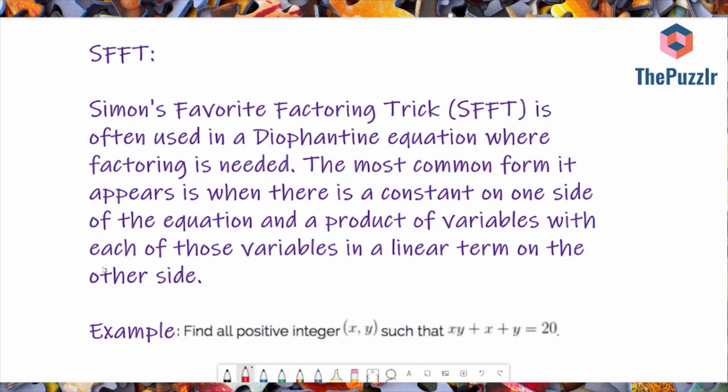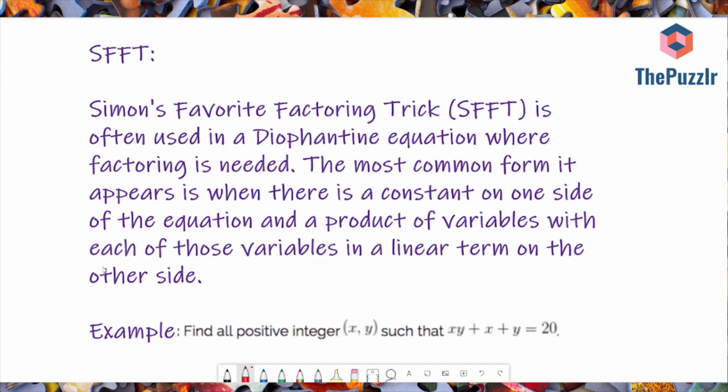Let's now look at one of my favorite algebra concepts that appears quite frequently on the AMC 10 test: Simon's favorite factoring trick, also known as SFFT. It's often used in Diophantine equations, which are just equations that have integer solutions, and we learned about that in our number theory class last week, where factoring is needed.